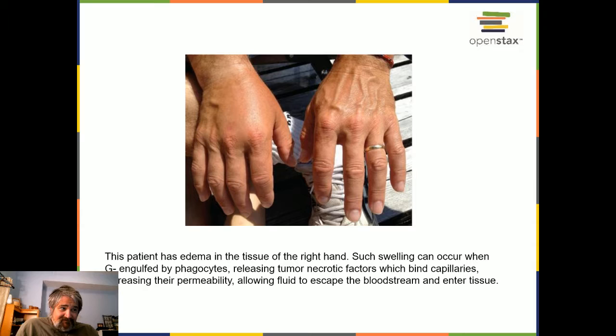So what is this an example of? I forgot. All right, so this is the example of edema, or swelling, in the right hand. And this can occur when gram-negative cells are engulfed by phagocytes, releasing tumor necrosis factors which bind capillaries, increasing their permeability. So endotoxin action there.